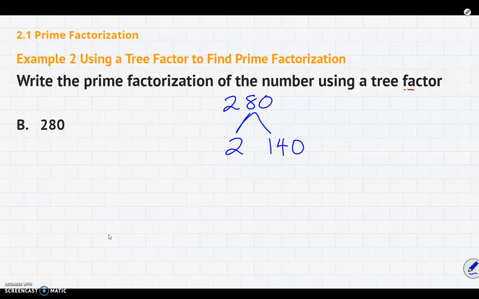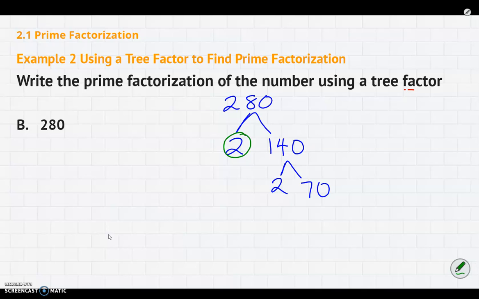So 140 times 2 is 280, okay? And then I say, okay, yep, 2 is prime, so I circle it. 140 is not prime, so I keep going. And I know 140 can break into 2 times, well, again, ignore that 0, and we have 14. 14 divided by 2 is 7. Add back that 0. So 2 times 70 is 140.